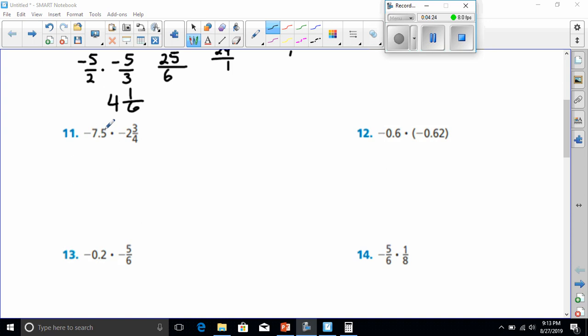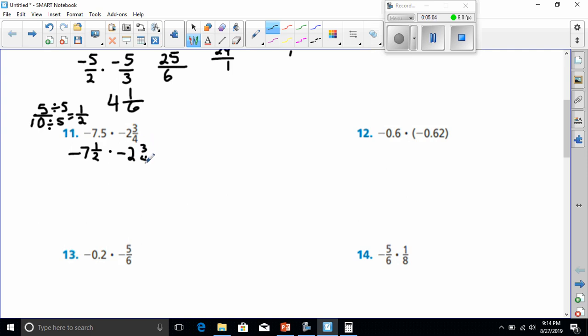First of all, 7.5 is really 7 and 5/10. We know this because 0.5, if we turn it into a fraction, we would put a 10 under it, put a 5 in front, and now we can both divide the top and bottom by 5. And that would give us 1 over 2. So that means this is negative 7 1/2 times negative 2 3/4.